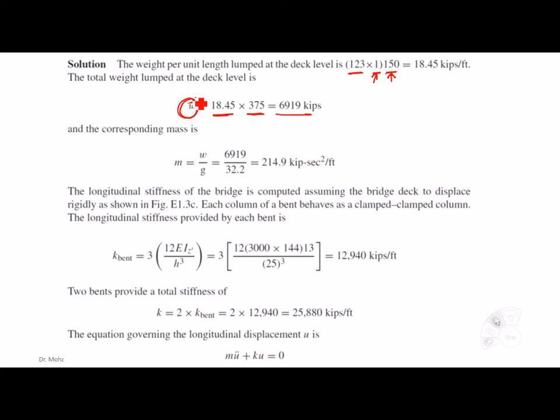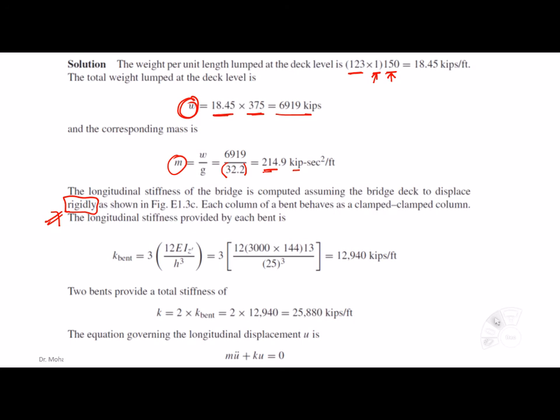Then from this weight we obtain the mass: weight over g. The g is 32.2, and the mass is 214.9 seconds squared per foot. The longitudinal stiffness of the bridge is computed assuming the bridge deck displaces rigidly. Again, the word rigidly is repeated here. So it is rigid.